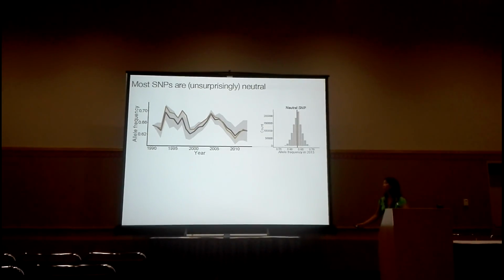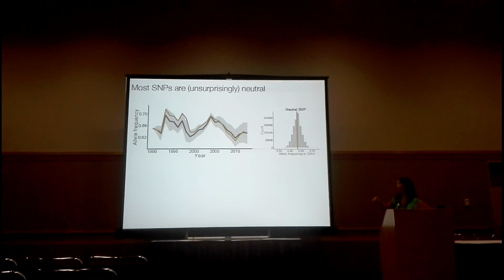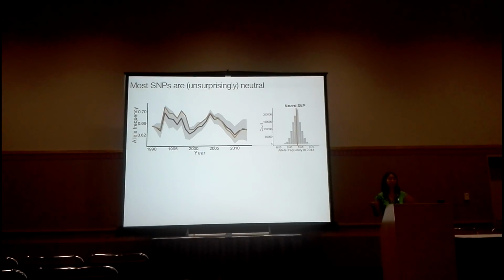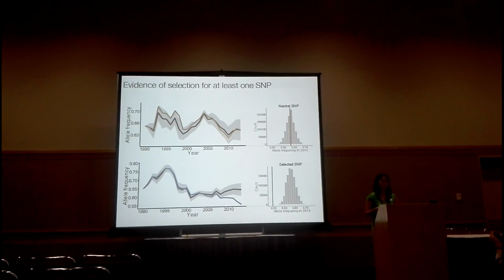Most of our SNPs are fairly neutral. So here, again, the colored line shows the observed allele frequency in our population from year to year, and the black and gray lines show expected frequencies from our simulations. But we do find evidence of selection at one particular SNP.